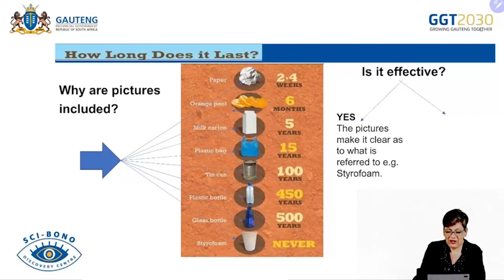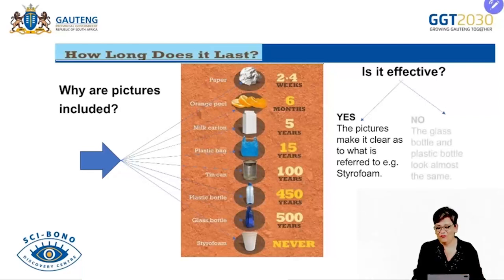Obviously, the pictures shows us exactly what we referred to. So if you weren't sure what styrofoam is, the picture will quickly tell you what a styrofoam cup is. That makes it easier to understand. And obviously, an orange peel, there's a whole picture. Makes it easy to understand. That's usually why they include pictures. And obviously to grab your attention. Because what do we look at first? The pictures. But we can always say, no, it's not effective.